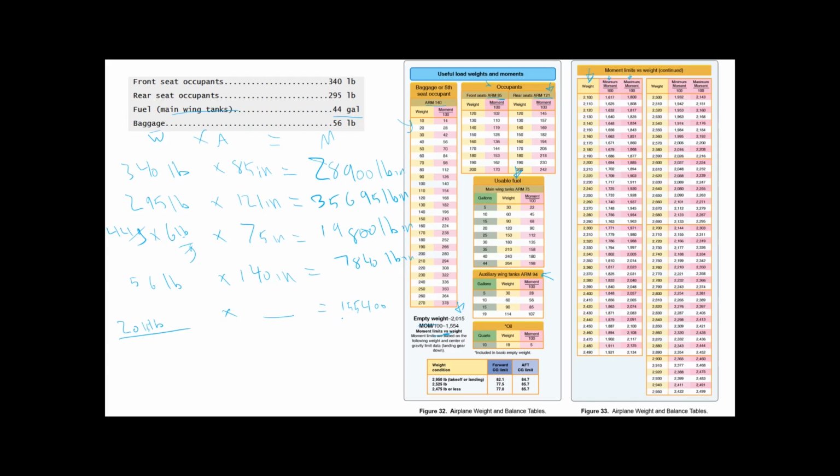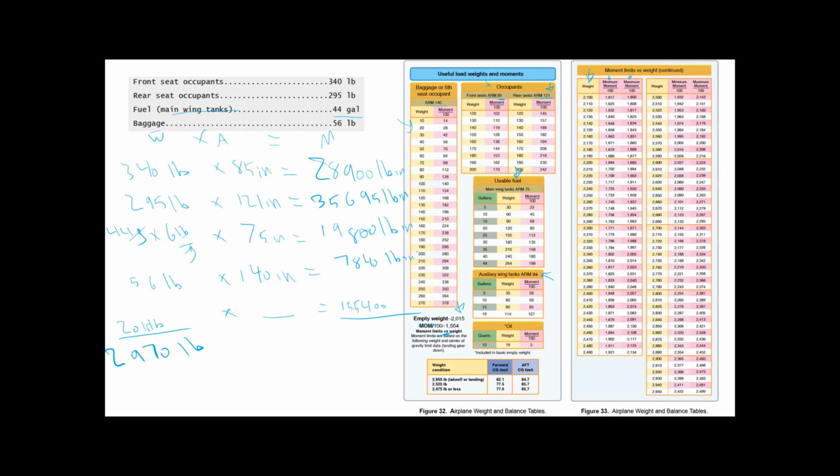Now we've got all of the moments and we have all the weights over here. So now we're going to take the sum of our moments and the sum of the weights. Let's start with the weights. 340 plus 295 plus 44 times 6 plus 56 plus 2,015 pounds. Our total weight is 2,970 pounds.